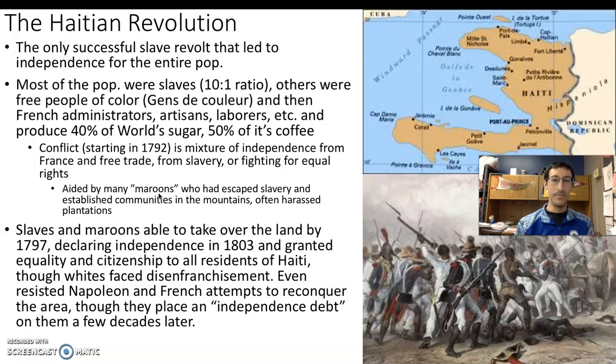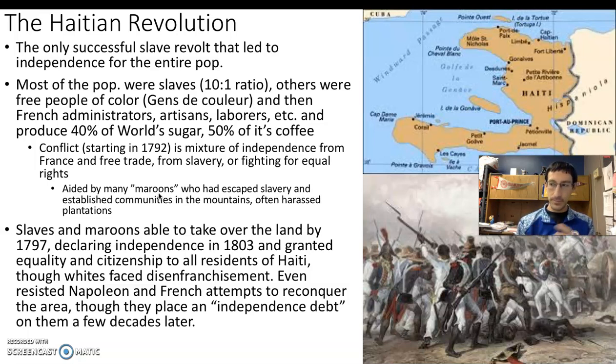And so you have a group of black people that are now not only the majority population, but now they are in charge of almost everything inside of this territory as they form this new country. And so they grant equality and citizenship to all residents of Haiti, although most of the whites face disenfranchisement and resentment, obviously, for obvious reasons, and many of them choose to leave.